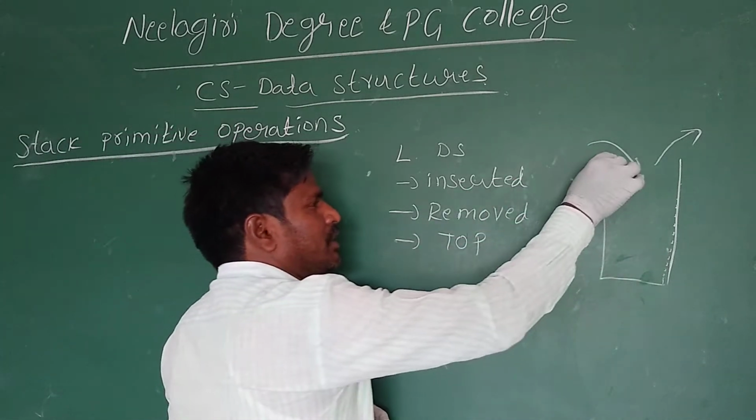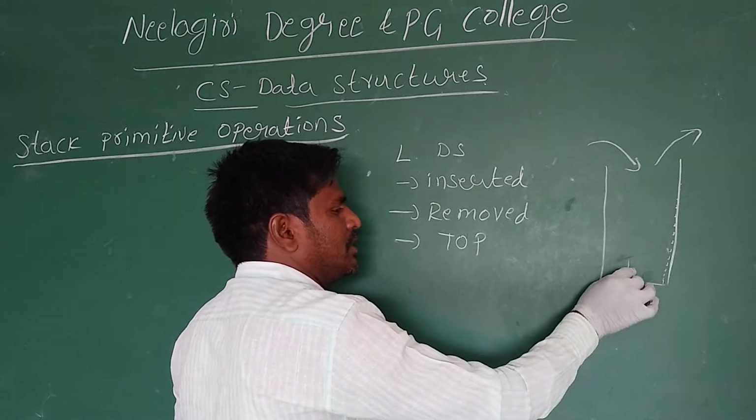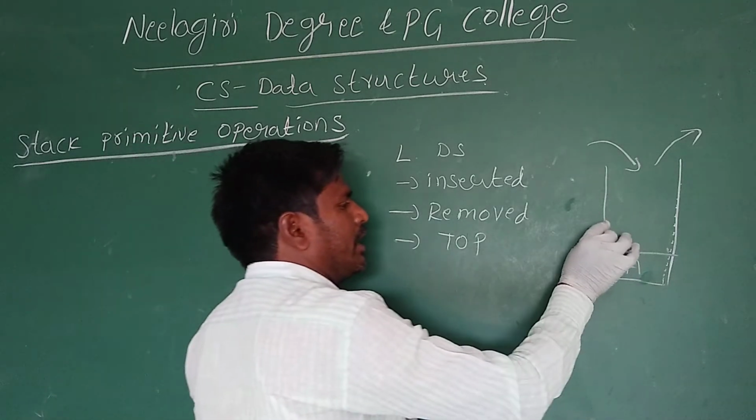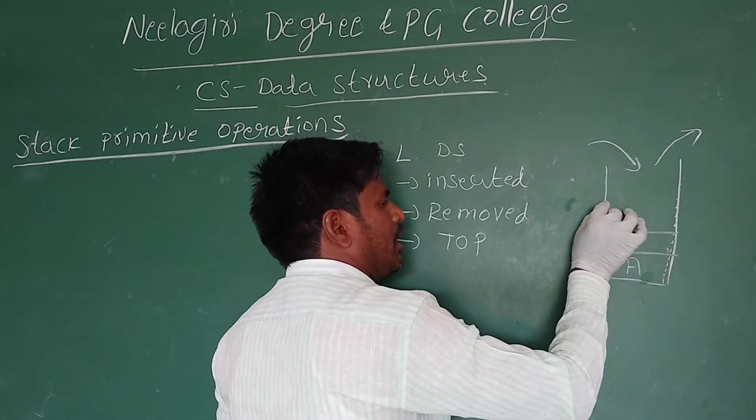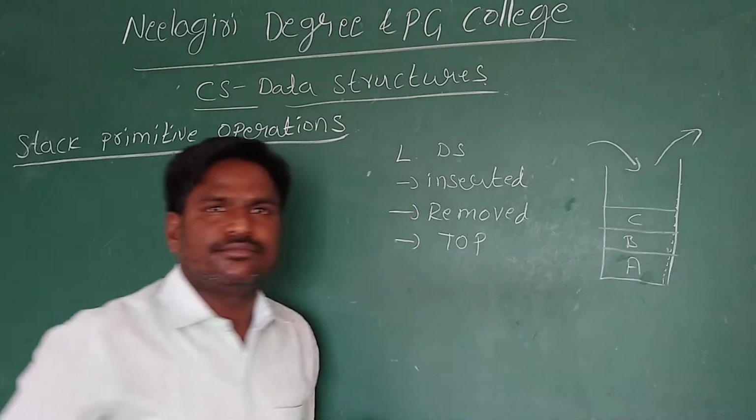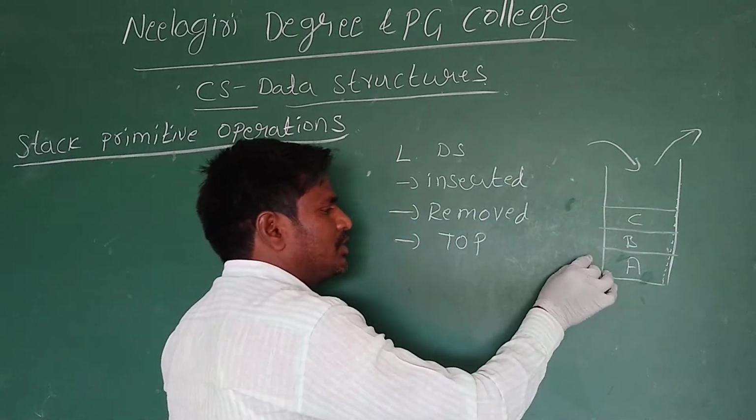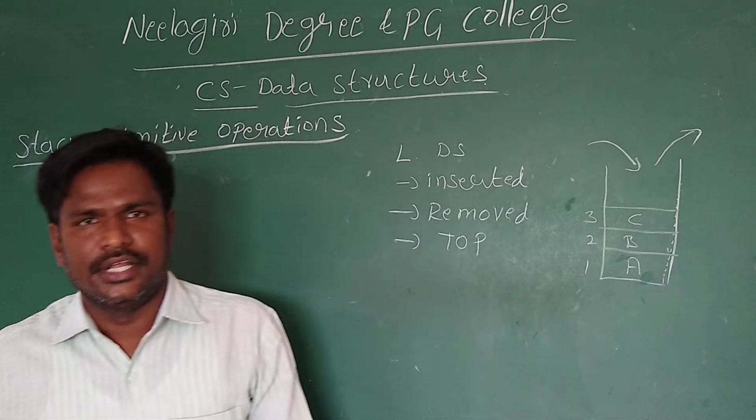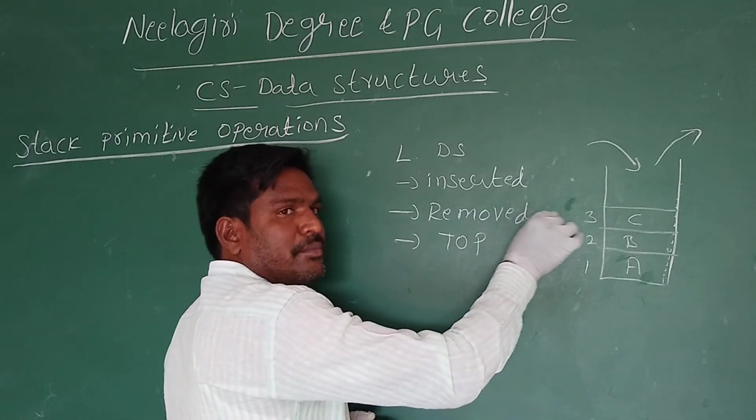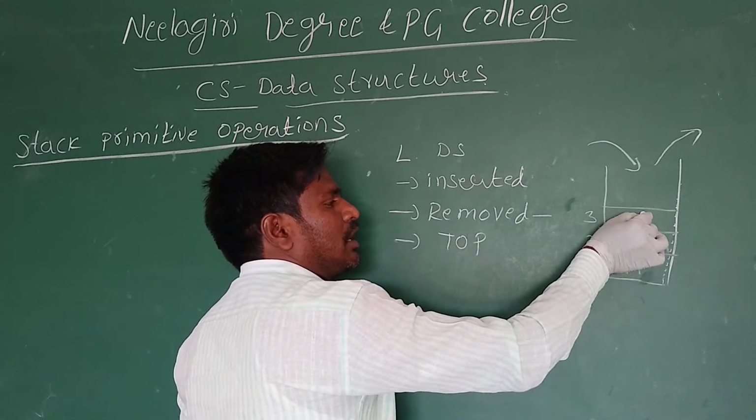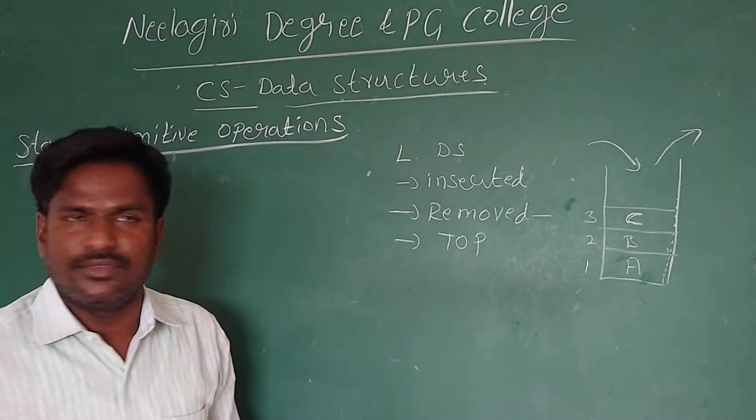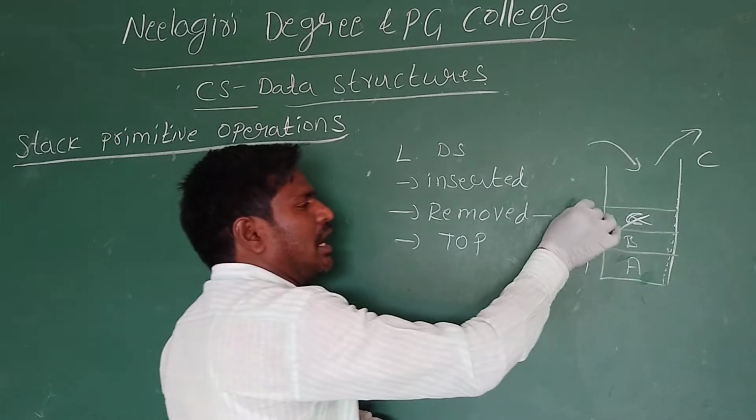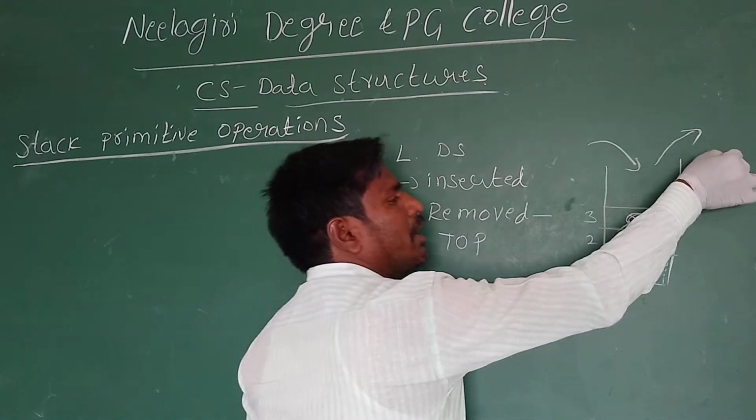For example, when you insert an element, say one element inserted is A. Again another element inserted, B. Again another element inserted, C. The first inserted element is this one, this is the second inserted element, this is the third. If you remove any element from the stack, the topmost element will be removed first. That is, C will be out. That means the last inserted element will be removed first.